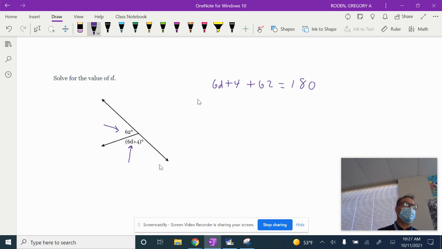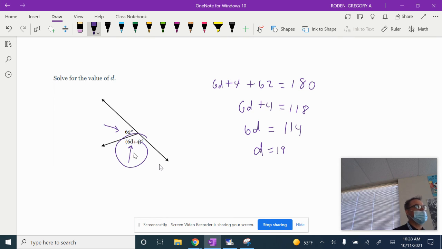Now we're going to use algebra to solve, right? So how do we solve? What do we do next, Caitlin? Sure. What is 180 minus 62? 118. So I got 6D plus 4 equals 118, right? Subtract 4, you get 6D equals 114. And then divide both sides by 6, what do you get? So D equals 19. Now, if we wanted to figure out this angle, we would just plug 19 in for D.